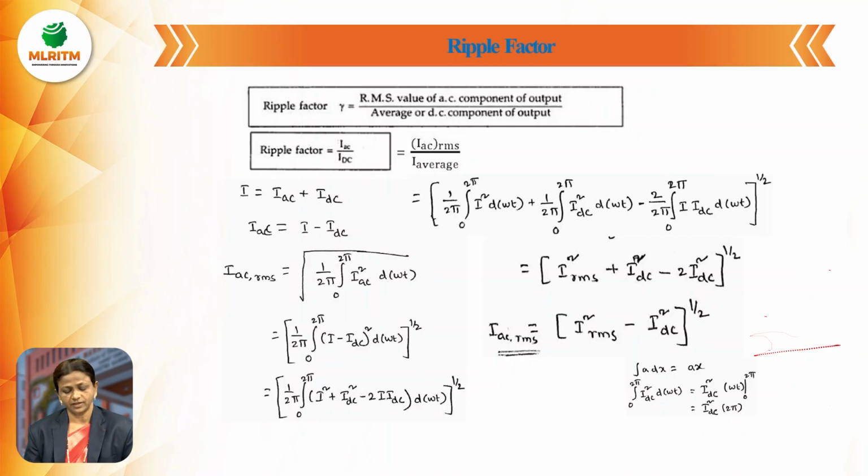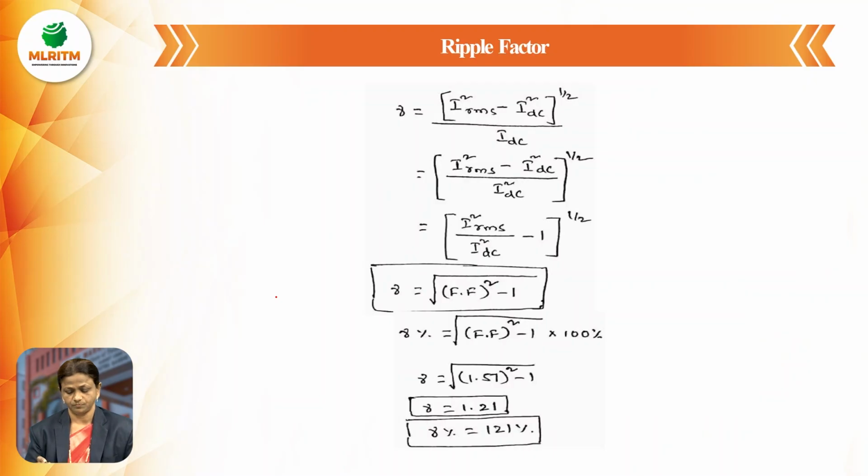Or simply you can calculate the ripple factor value this way. Ripple factor gamma equal to square root of (IRMS by IDC) whole square minus 1. IRMS value and IDC value, both values are calculated. Ripple factor gamma equal to square root of (IRMS square minus IDC square) by IDC square. How can you rewrite this formula? Gamma equal to square root of (IRMS by IDC) whole square minus 1.